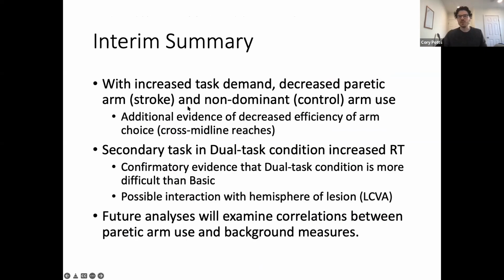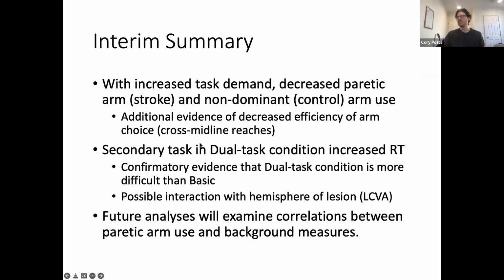Okay, so just to give you an interim summary before I pass it over to Shailesh. So with increased task demand, there's decreased paretic arm use for individuals with stroke and non-dominant arm use for controls. And there's additional evidence of decreased efficiency of arm choice, meaning the cross midline reaches.